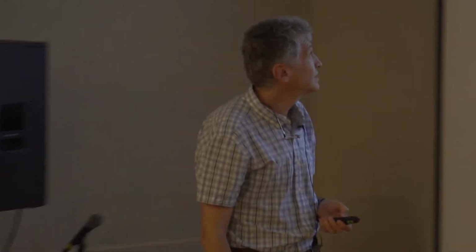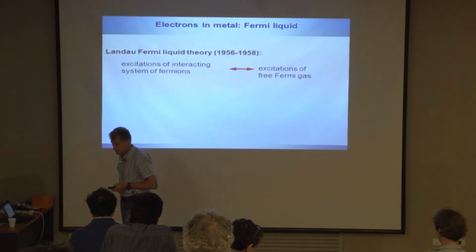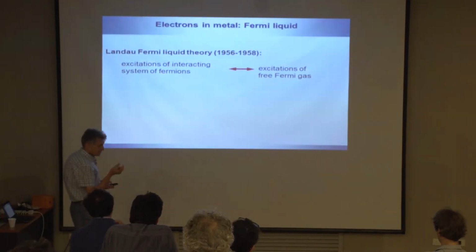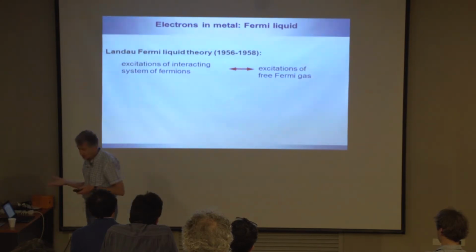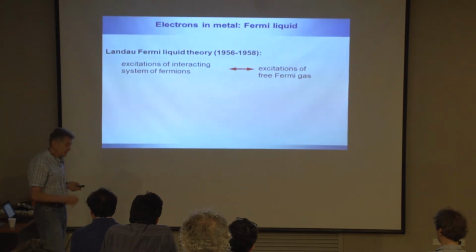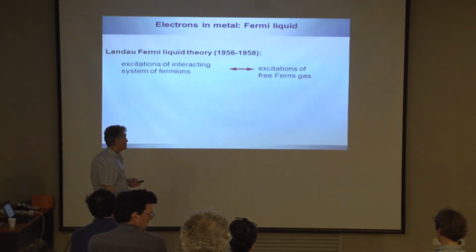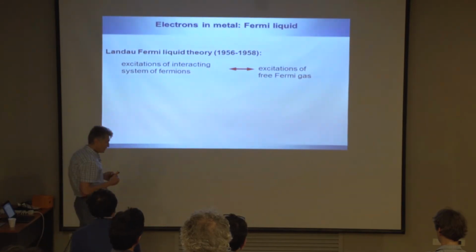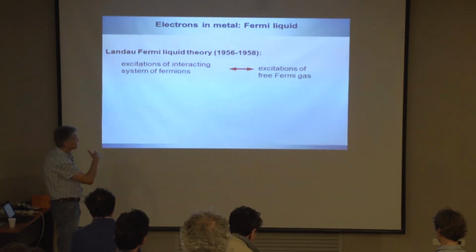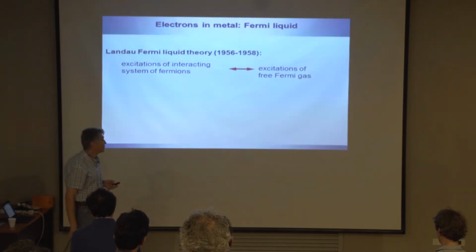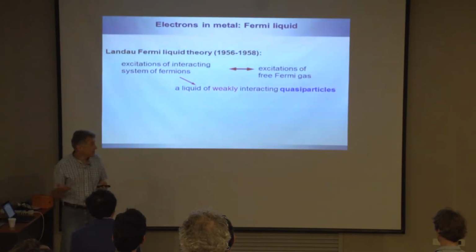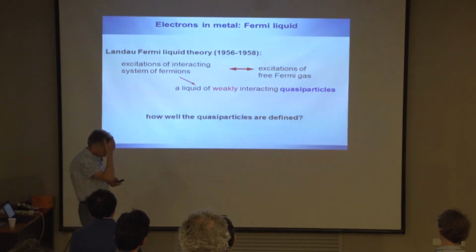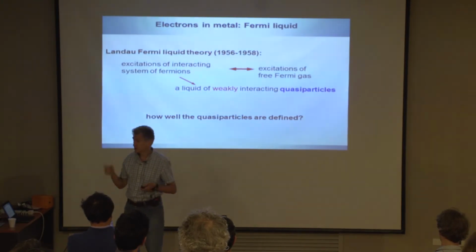Well, the idea of theoretical description belongs to Landau, and the idea became known as the theory of the Landau Fermi liquid. And the core point is that the low energy excitations of even interacting fermions can be described basically by free, almost free, quasi-particles. So the states can be labeled in a way that makes a correspondence between the excitations of the interacting system and those of the free Fermi gas. So in other words, the excitations form a liquid of weakly interacting quasi-particles. Now, quasi-particles are fairly well-defined at energies close to the Fermi level.